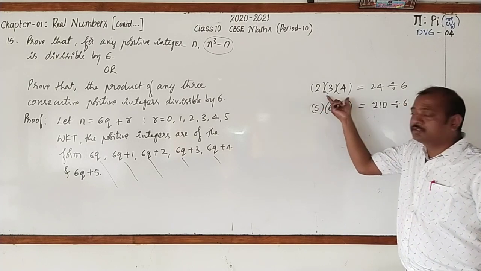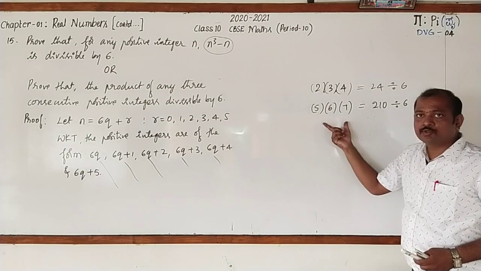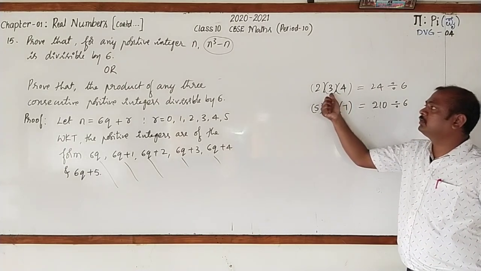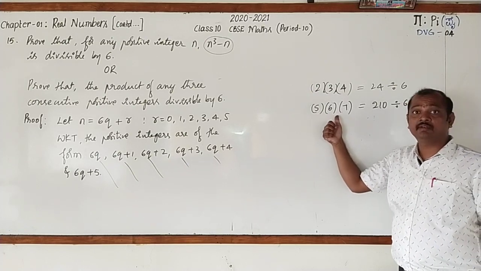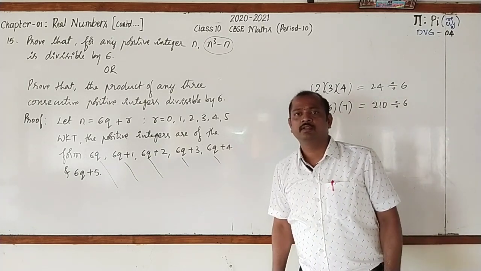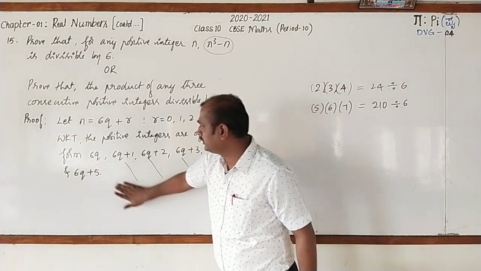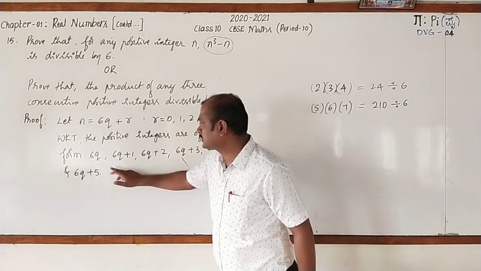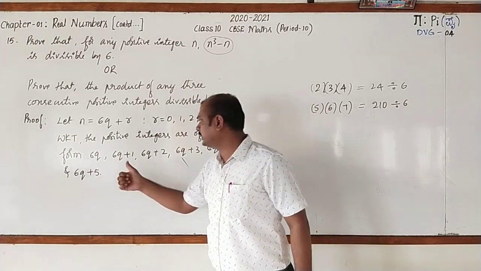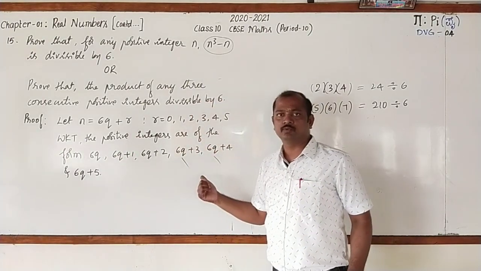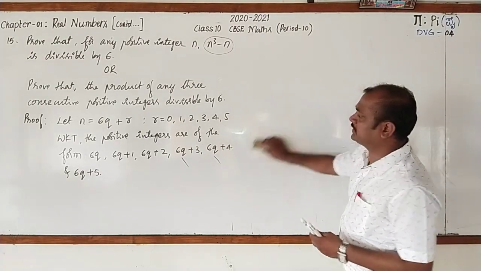Look here, in 3 consecutive positive integers, in these 2 cases, there are 2 even and 1 odd, or there are 2 odd and 1 even. Then how many cases would you like to take? Any 2 cases are enough. You may just go for taking 6q and 6q plus 1, case 1 and case 2, or you may go for taking 6q plus 1, 6q plus 2. Did you understand? Okay.